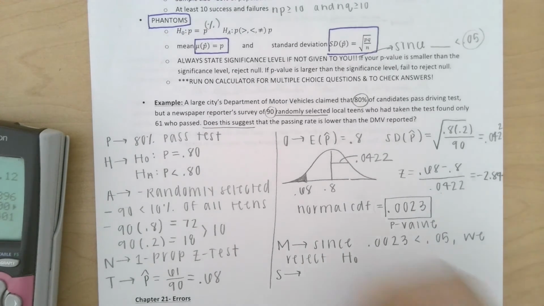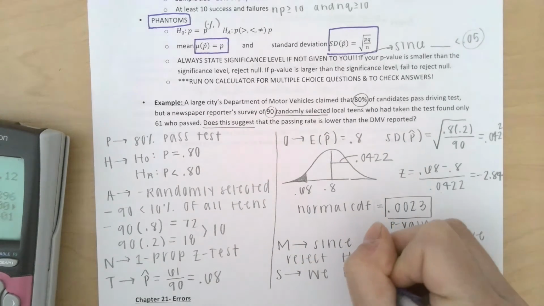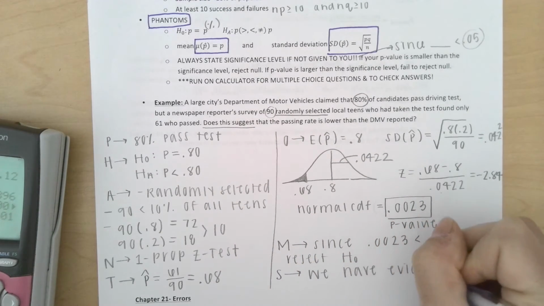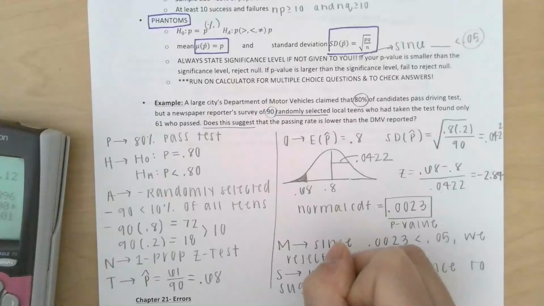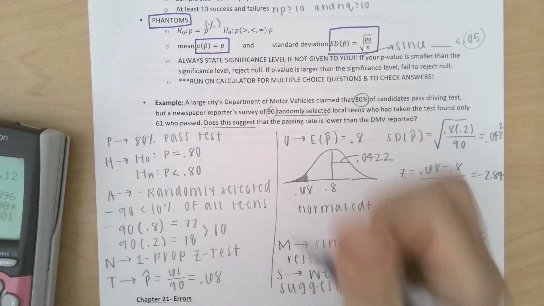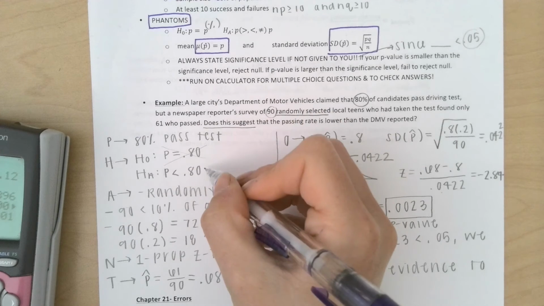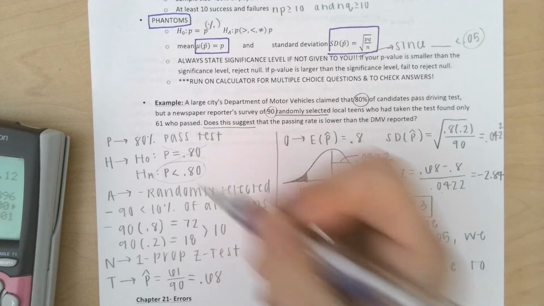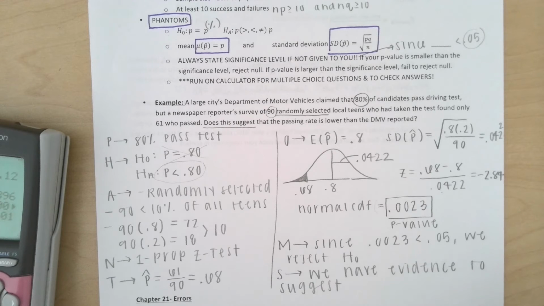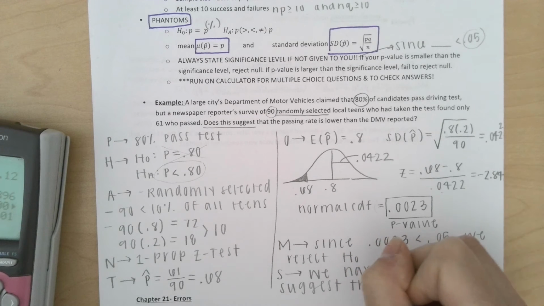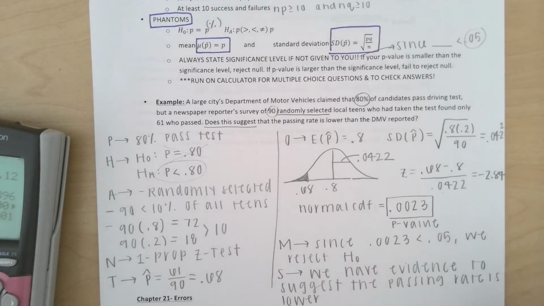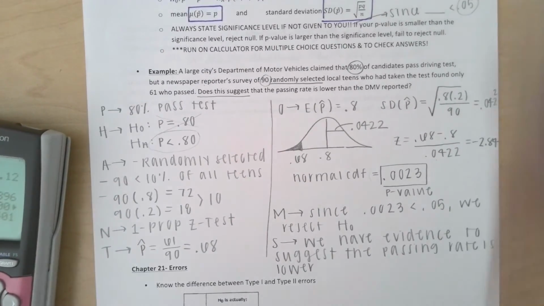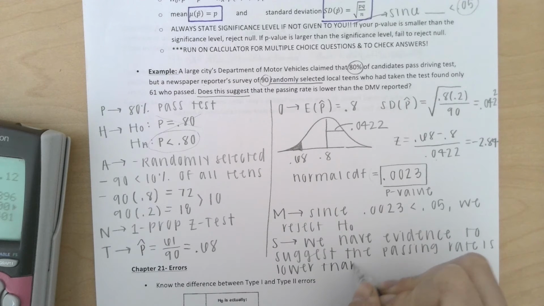If we are rejecting, this means that we have evidence to suggest we rejected that null hypothesis. So we don't think this null hypothesis is true, meaning we think the alternative is likely. So I'm going to say we have evidence to suggest that the passing rate is lower than the DMV expected or reported.